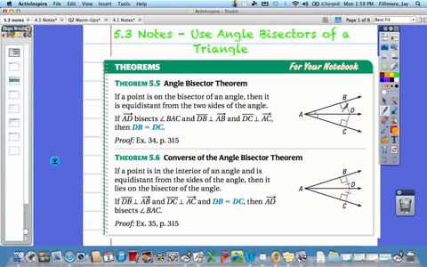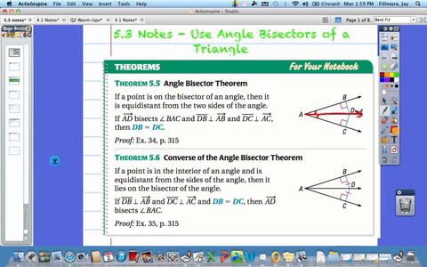So in this picture over here, when we're talking about the theorem, we have an angle, angle CAB or BAC, and it's divided into two equal halves, as marked by these congruent markings, by this ray. So ray AD is considered to be our angle bisector.